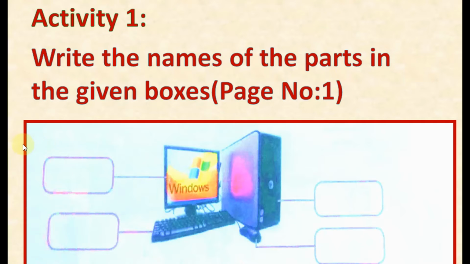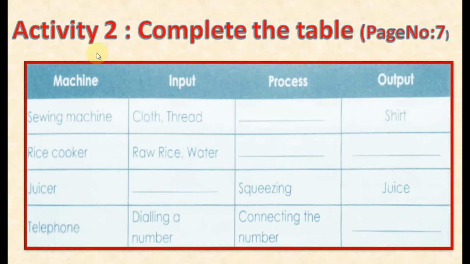Children, I have given two activities for you to do. Activity 1. Write the names of the parts in the given boxes. Page number 1. Activity 2. Complete the table. Page number 7.